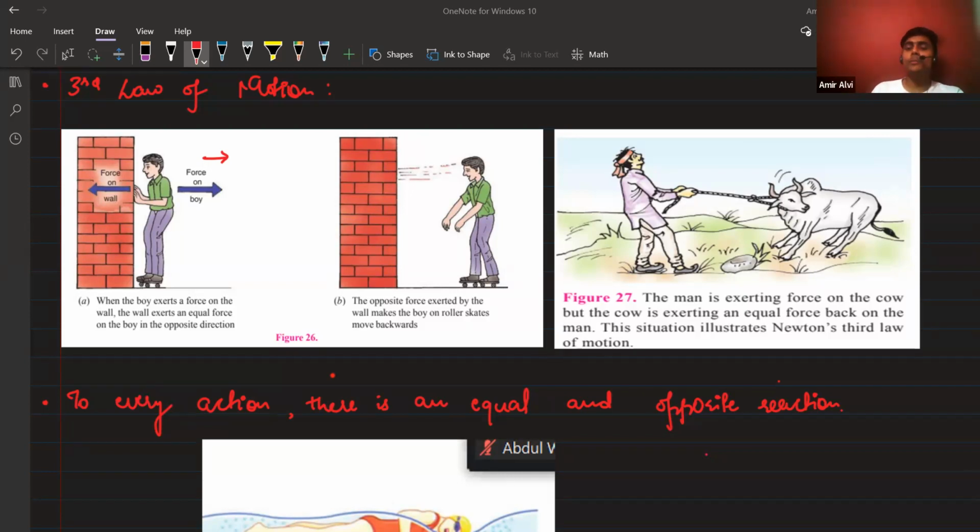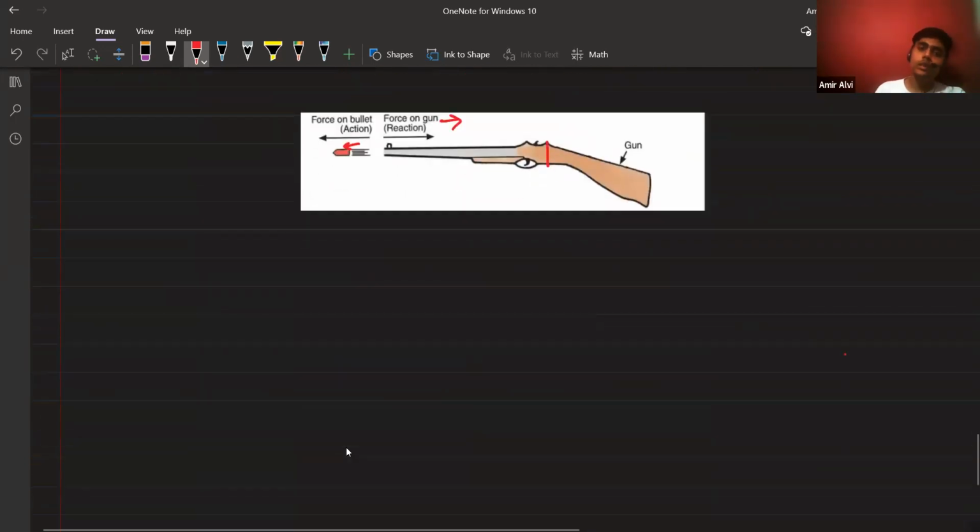So is that clear to you, everybody? Third law of motion. Yes, sir. Very good. So let's do the conservation of momentum because there is no numerical on this topic. Just give me a moment. So this is all about it. One more thing is there, I think.